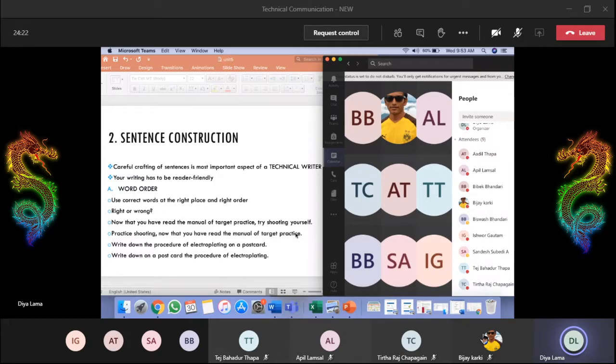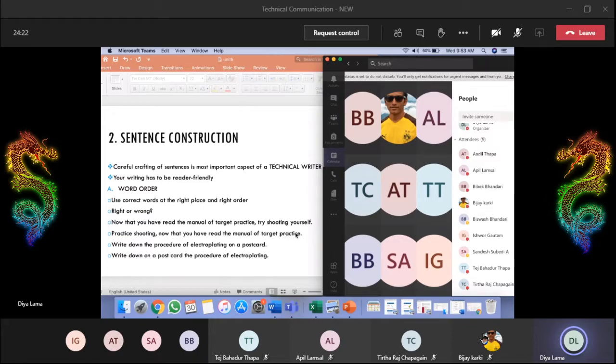Our next example is: write down the procedure of electroplating on a postcard. What is he trying to say is: write down the procedure of electroplating on a postcard. So what he wanted to say is to write the electroplating procedure on a postcard. But in the first sentence he has written it that way.